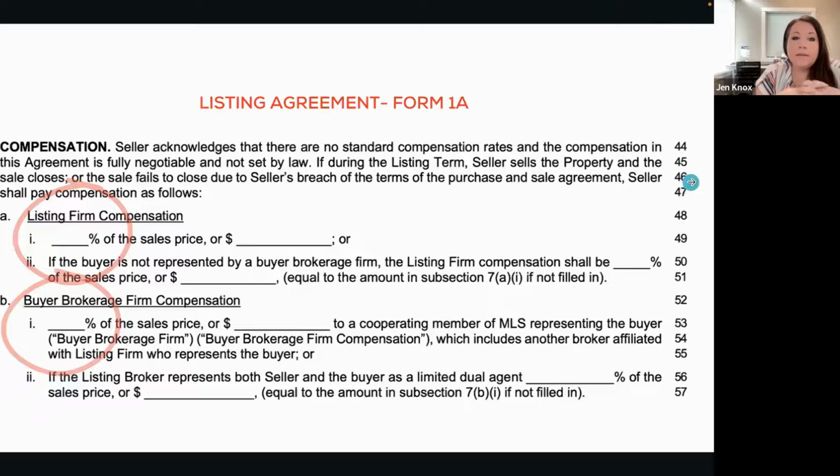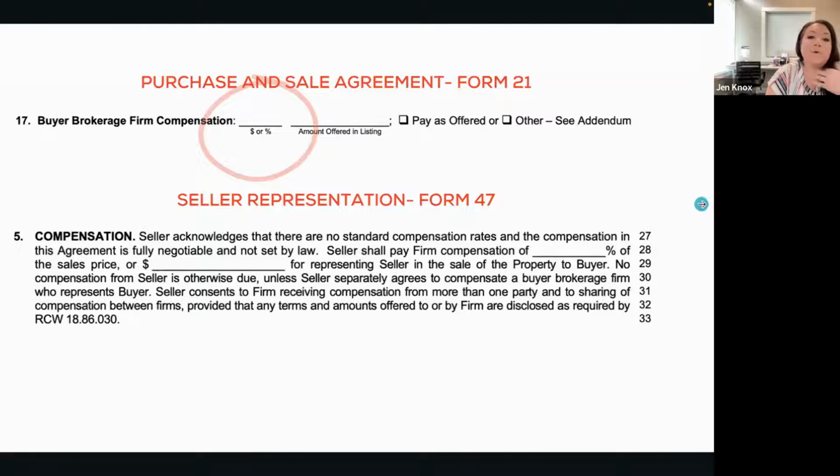Now, when referencing the listing agreement, we're just going to look at what the listing firm compensation is offered, as well as buyer broker. And that's when we use a seller-funded compensation form. We're going to look at the purchase and sale agreement on line 17. We're going to look at a seller representation agreement in paragraph 5, if there is one.